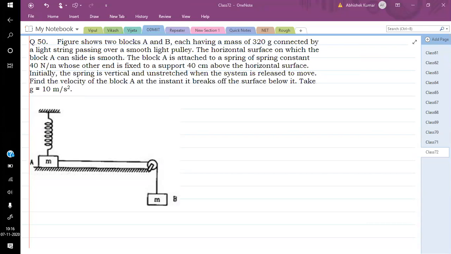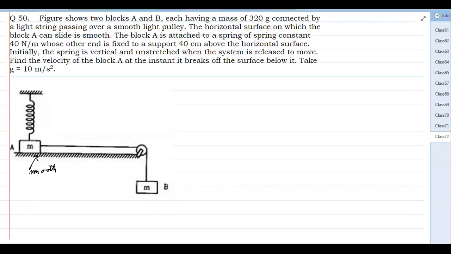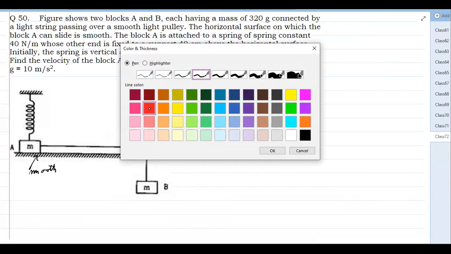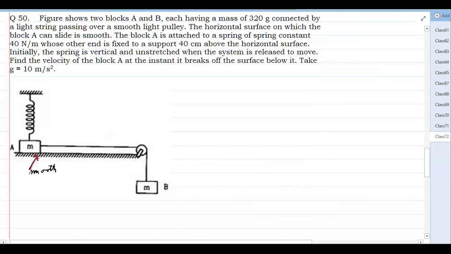The block A is attached to a spring of spring constant 40 Newton per meter. So the spring constant is given, whose other end is fixed to a support 40 centimeter above the horizontal surface. So this height is given, 40 centimeter. I am writing this surface is smooth. This height is 40 centimeter. Spring constant is 40 Newton per meter.